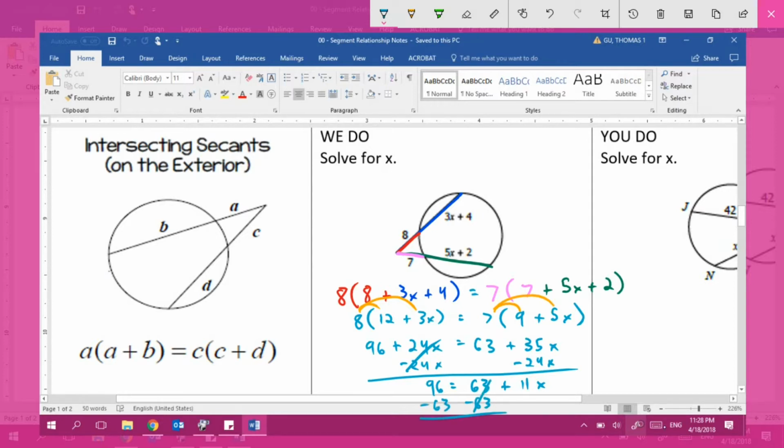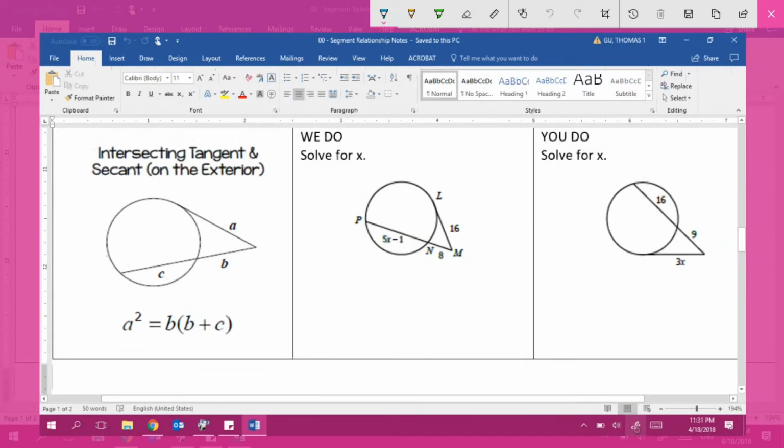And that leaves me, I'm going to bring it over here, with 33 equals 11x. My last step here, divide both sides by 11. And that means that 3 equals x. And we've solved for x. So now use this rule to try the problem on the right side.